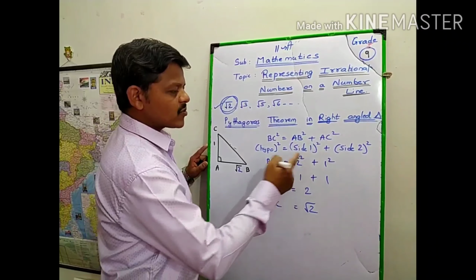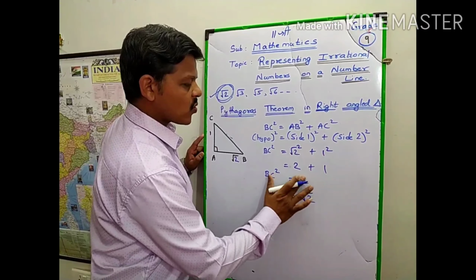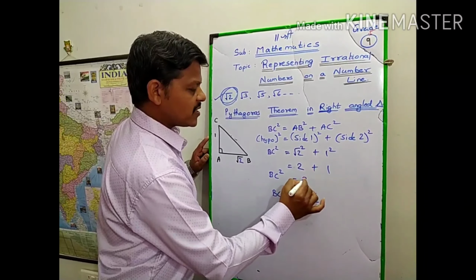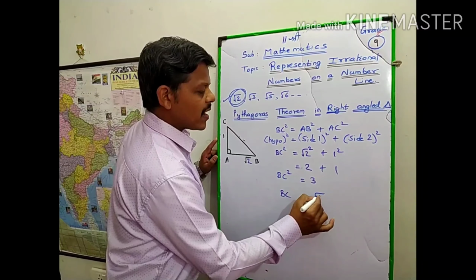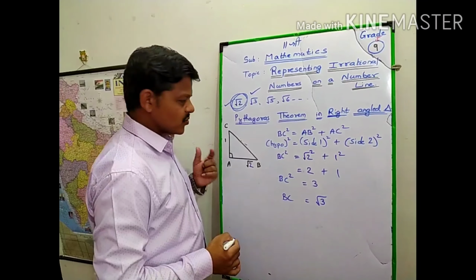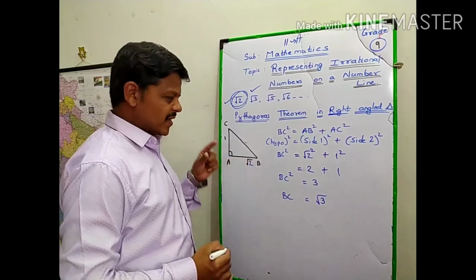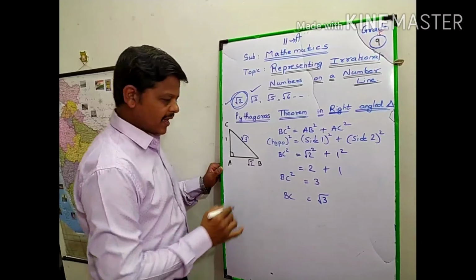And you know that square and square root get cancelled. Root 2 square becomes 2. 1 square is 1. 2 plus 1 is 3. So BC square is 3. BC becomes root 3. Did I get the value of root 3? So root 2 as the base, 1 as the height gives me root 3.